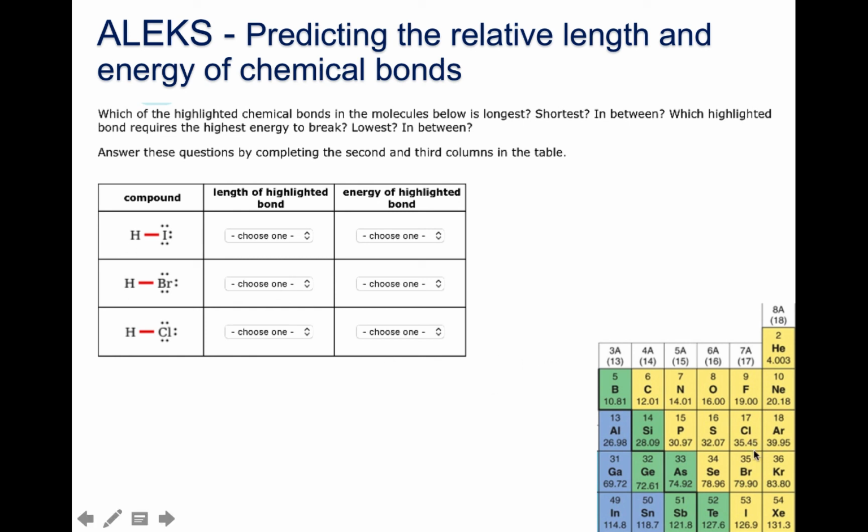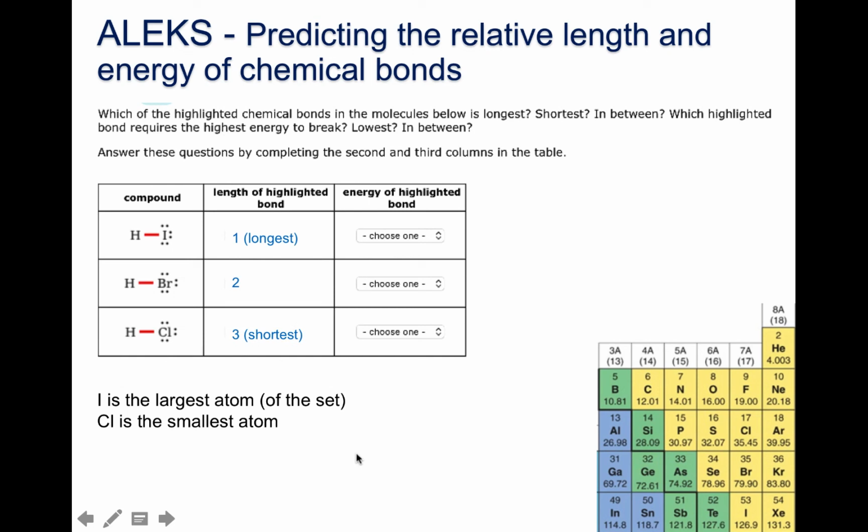And so if we look at the periodic table, we would expect iodine to be the largest and chlorine to be the smallest of these atoms. And so as a result, because iodine is the largest, we would expect the HI bond to be the longest of these three, and bromine would come next, and then HCl would be the shortest bond. And then we know how bond length relates to bond energy. The shortest bond is going to be the strongest bond, or have the highest bond energy, followed by bromine, and then HI, because it's the longest bond, would have the lowest bond energy, meaning that it's the weakest.